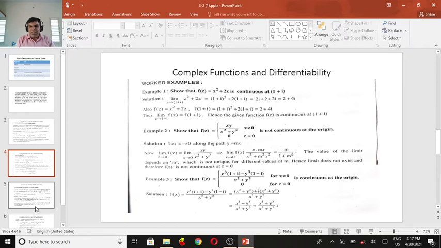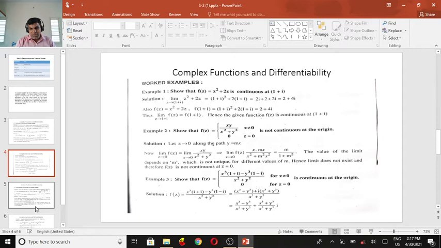In the numerator I open the brackets. We get x cube minus y cube, and taking i as common, the terms x cube plus y cube, divided by x square plus y square. Again I separate the real and imaginary terms: x cube minus y cube divided by x square plus y square, plus i times x cube plus y cube divided by x square plus y square.